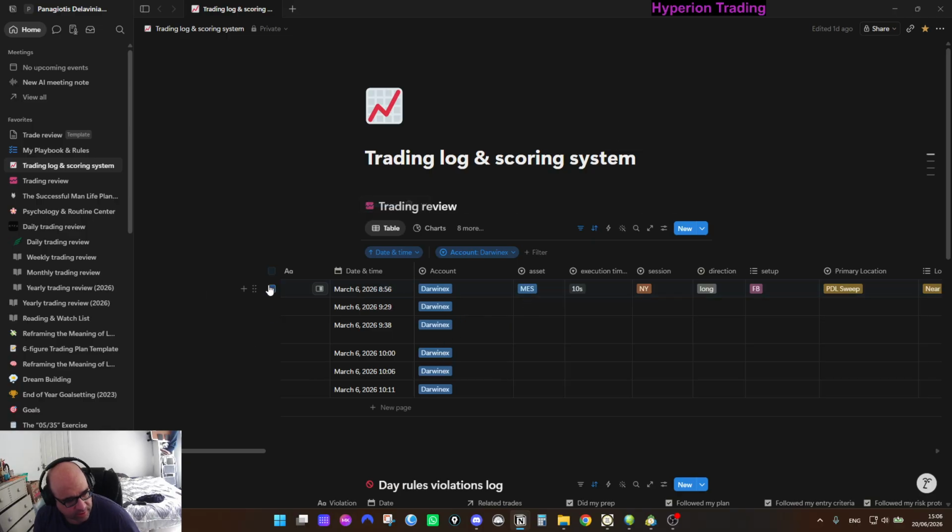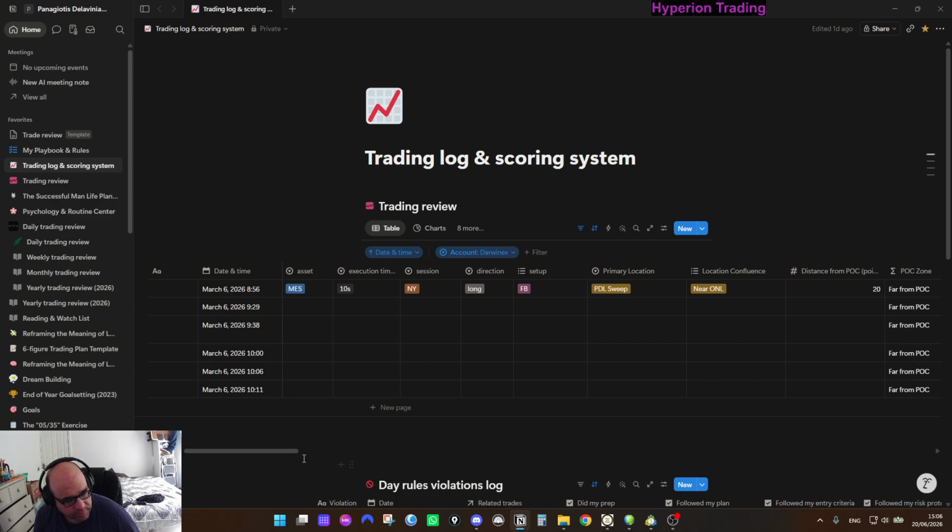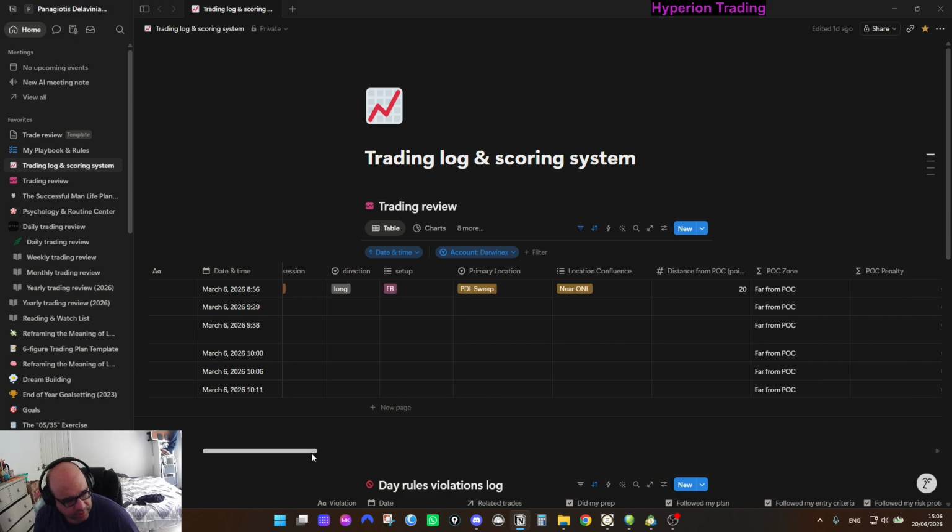So let's see, we have the account, the asset, the execution time frame, 10 seconds, New York session, long. That's the basics. The setup is Phoebe, which is a failed breakdown, because I take liquidity sweep trades. We have the liquidity sweep of the previous day low. Here we have a lot of setups: failed breakdown, break of resistance, which is like a gap and go, and level reclaim, which is a bit inferior to failed breakdown.